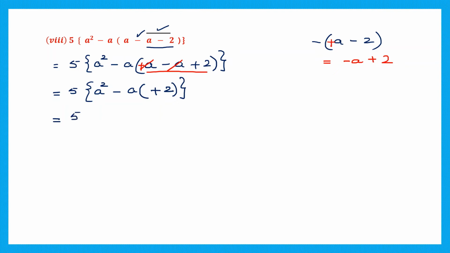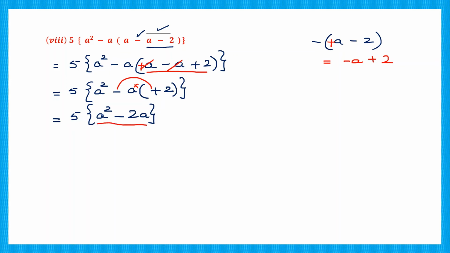So 5, then we have a square. Now before you open the bracket, you need to see what's before the bracket. So we have a into. This is multiplication. So now we have to multiply the signs first. So minus into plus is minus. A into 2 is 2a. Let's close the bracket. So we have opened the common bracket. Now we have only the curly bracket left and we need to open this.